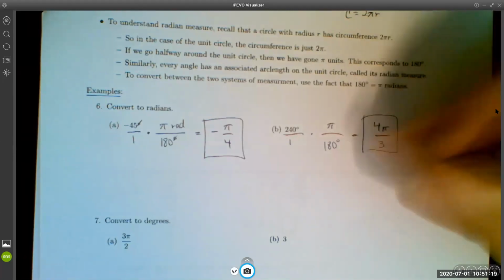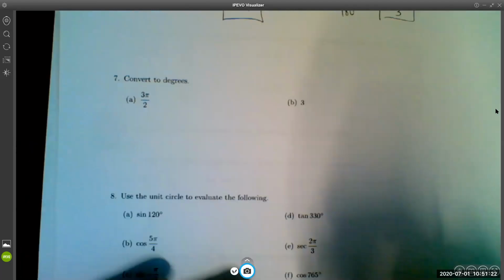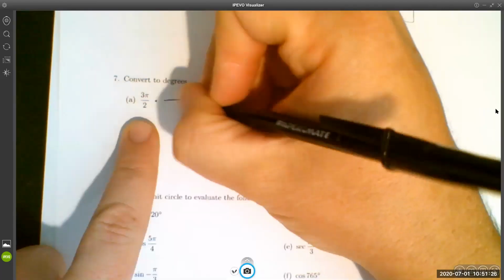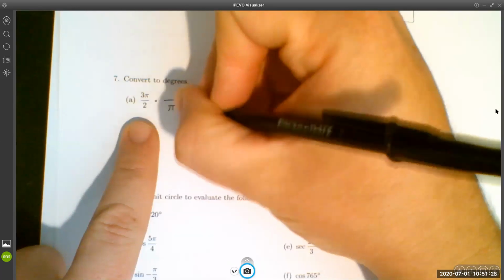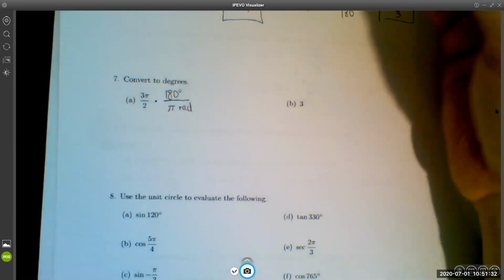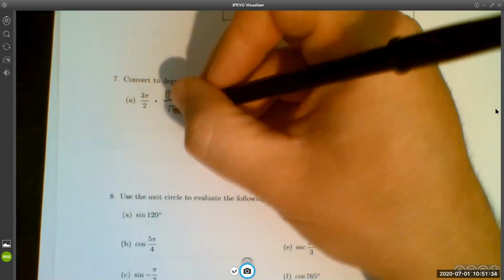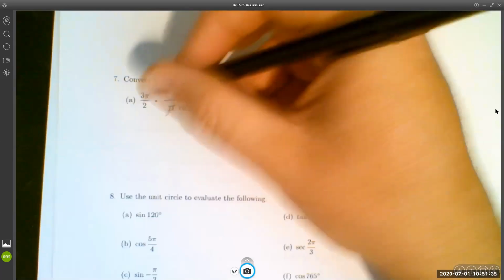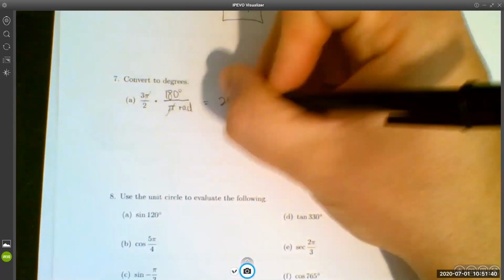To convert from radians to degrees, of course, we do just the opposite. We're starting with radians here, and we want to get rid of the radians. So we put pi radians in the denominator, and we keep the degrees in the numerator so that we're keeping degrees. The pi's cancel, which is nice. 180 divided by 2 is 90, and 90 times 3 would be 270. So this is 270 degrees.